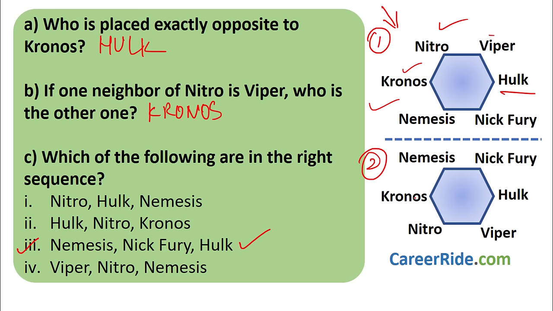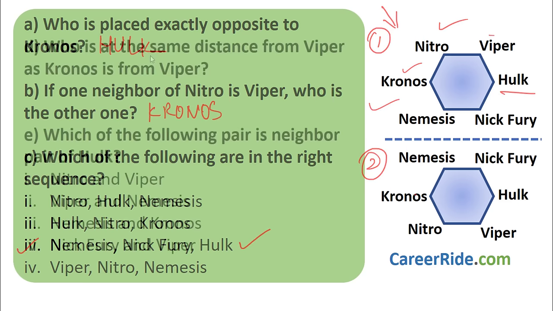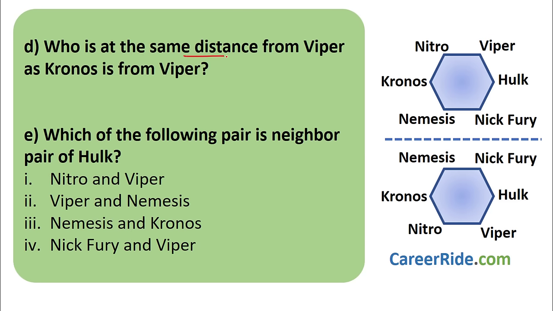Moving to other questions related to this seating arrangement. Who is at the same distance from Viper as Kronos is from Viper? This is Viper, this is Kronos. Kronos is how much distance? 1, 2 from Viper. Again, same distance from Viper, 1, 2. So, we cannot go this side, we have to go this side. Okay, 1 and 2. Answer is Nick Fury.